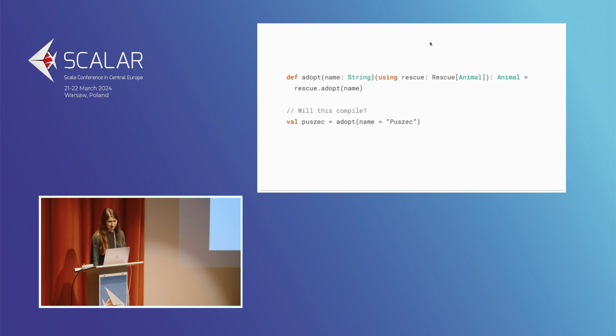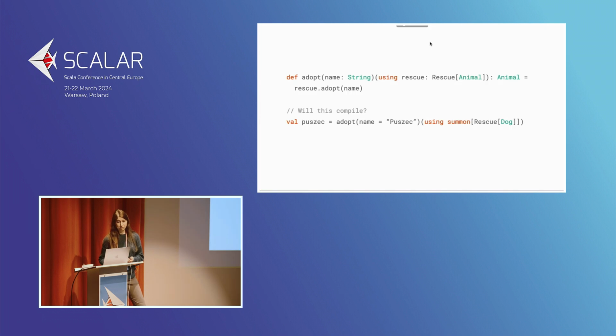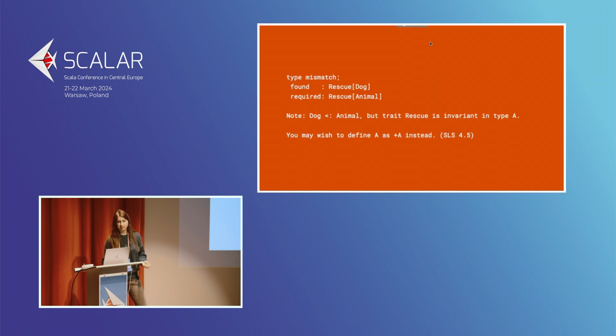So how do we get this code to compile now? Because if I just do this, it's not going to compile, and the error I'm going to get is not particularly helpful either. I'm just going to be shouted at by the compiler and told, hey, I don't have an instance of rescue for animal. So the first thing I could do is try and force the compiler's hand and just shove the rescue instance for dog down its throat and hope that it accepts it. And again, the compiler is not happy with that, but it can be a little bit more helpful.